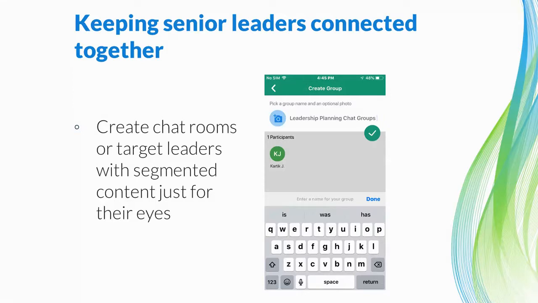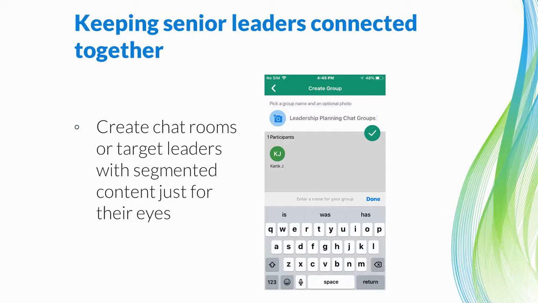Another huge benefit of using an employee experience platform is to keep your leaders connected together. So this is really just getting that senior leadership to talk, laterally, right, side to side, so not top down. And you might have specially segmented content that only they will see and interact with. So you can use this feature to keep leadership productive and aligned with other leaders inside of your organizations.